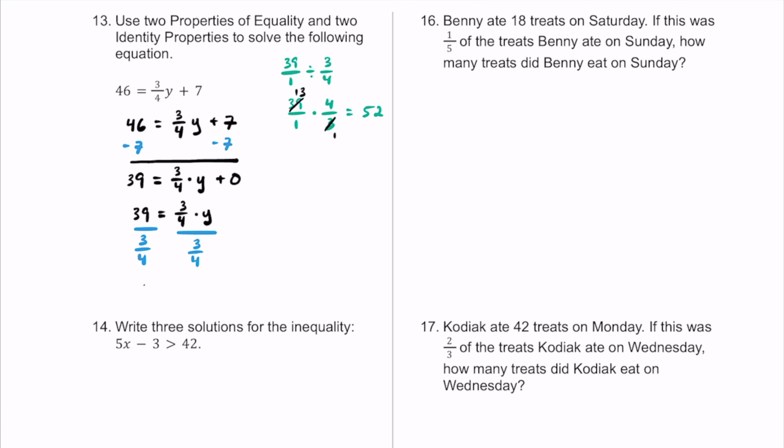So on the left side, we're going to have 52. And on the right side, this 3/4 divided by 3/4 is just equal to 1. So it's going to be 1y, or 1 times y. And then using the identity property of multiplication, we can drop that 1 and say y is equal to 52.